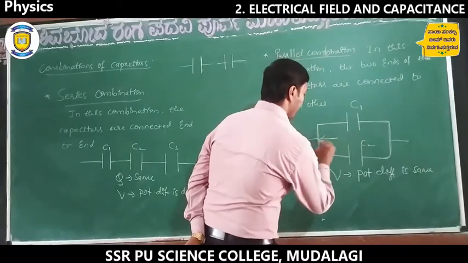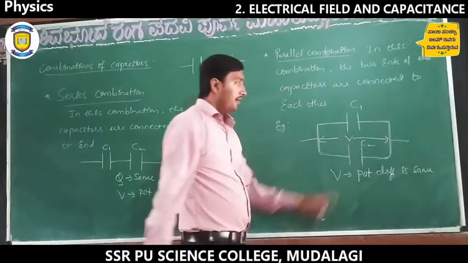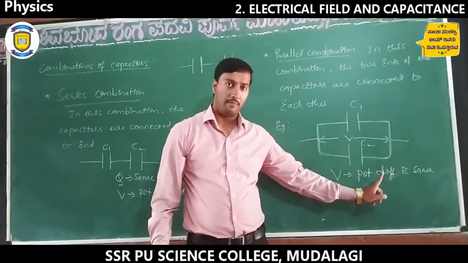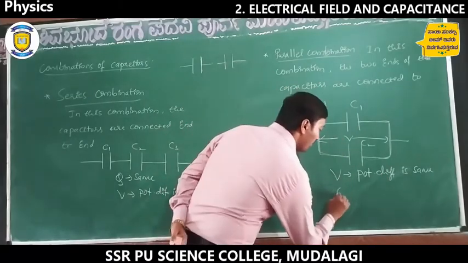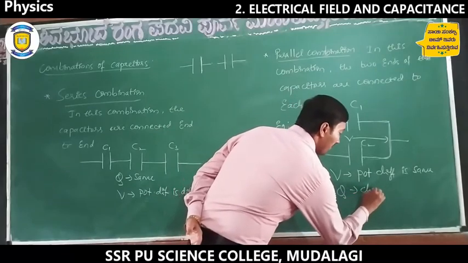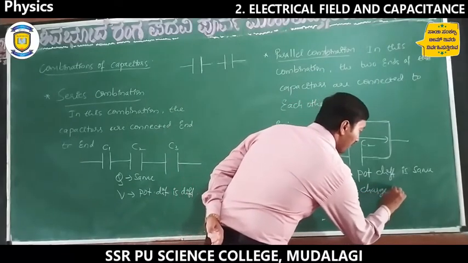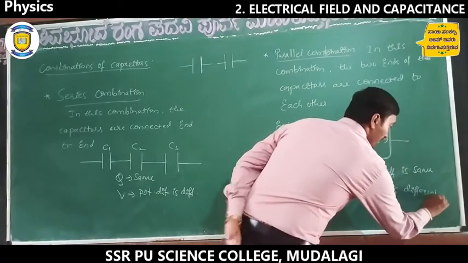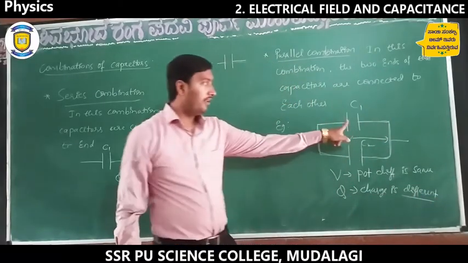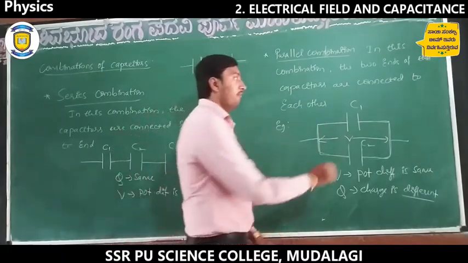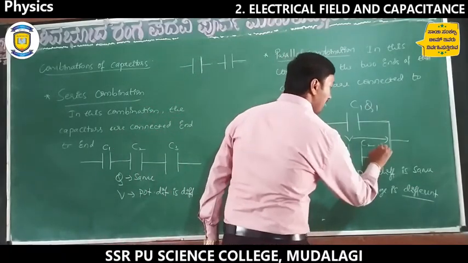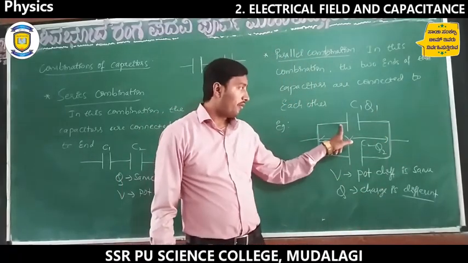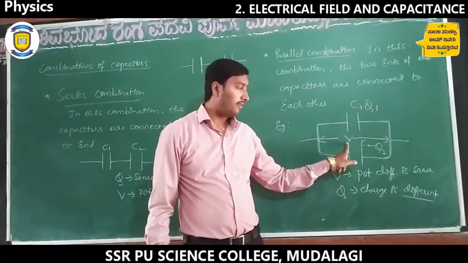That means for the two capacitors C1 and C2, the potential difference is the same. What changes? Q, that means the charge is different. Here the charge is different for each: for example, this charge is Q1, this charge is Q2. But the potential difference is the same for both.